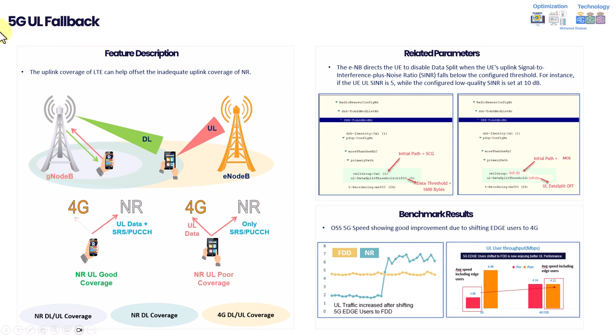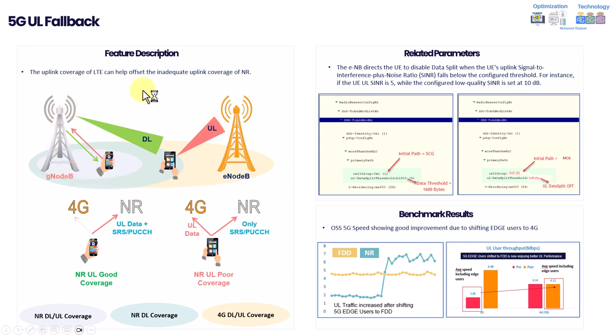So what would this do? Actually, the main idea of this feature is that the uplink data path will be mainly transmitted through the 4G leg whenever you have a poor uplink SNR or uplink coverage for the 5G. In this case, you can get the benefit of having non-standalone. For example, if you have an FDD network, it can have better performance on the uplink, so you can switch.